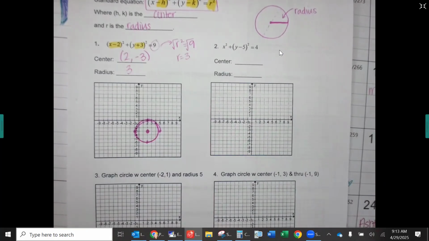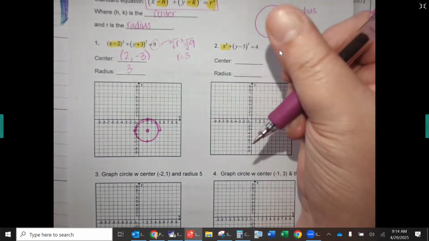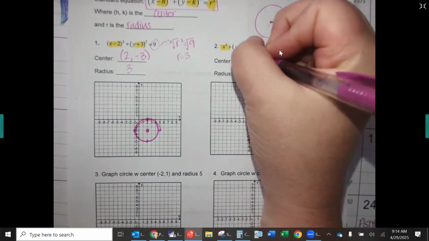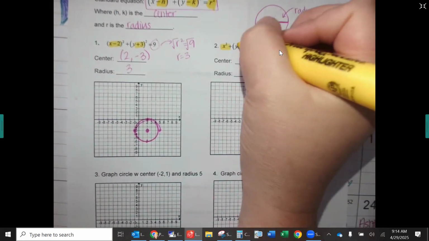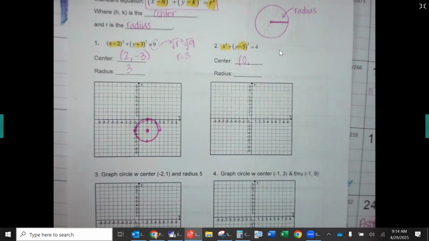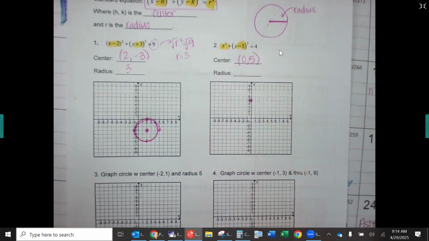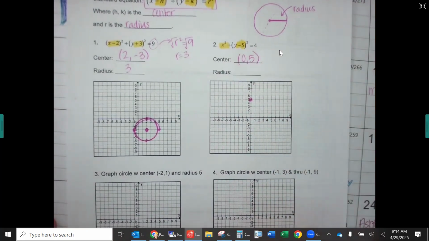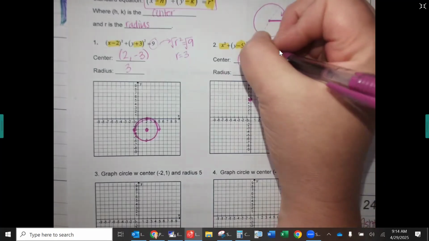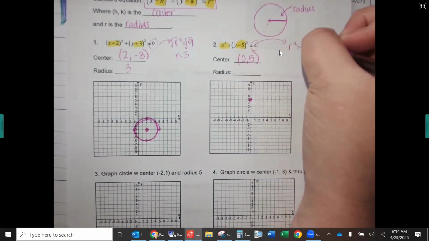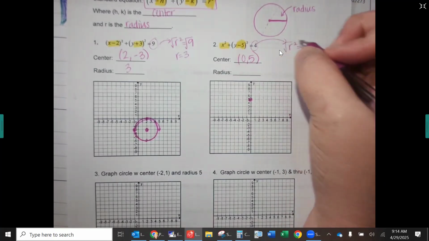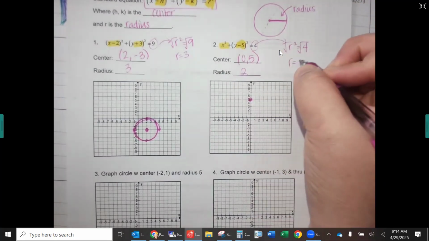All right, go on to number 2 when you're ready. There is no number with x. That means I am not going to move it side to side. What will my x be if I don't go left or right? 0. Then I have a -5 with my y, which means I'm really going to go which way? Up 5. So find 0, 5 on your grid. That's your center. And then if my r squared is a 4, what does that make my r? Take the square root. My r has to be 2.